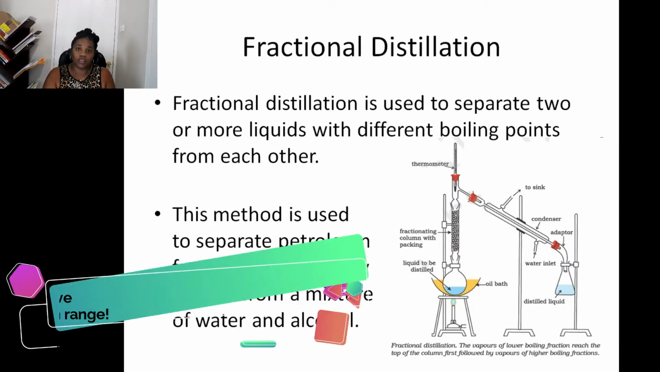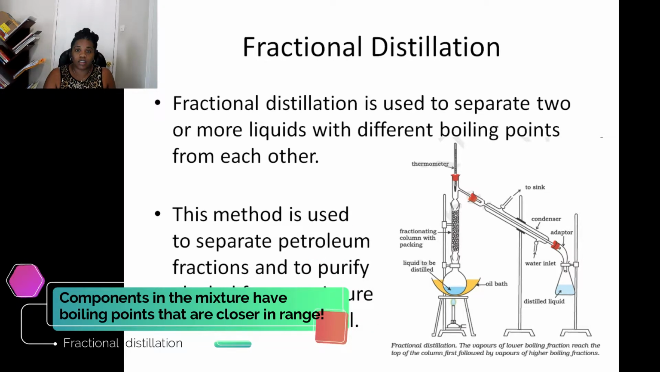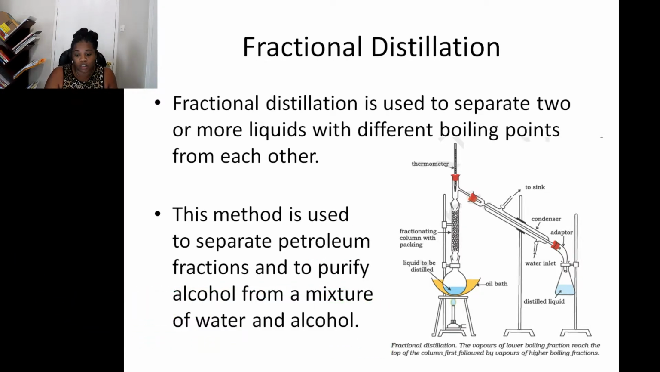Coming up to fractional distillation, in this case the components in the round bottom flask here, the components that make up the liquid solution, the mixture, would have closer boiling points, as we'll see. So fractional distillation is used to separate two or more liquids with different boiling points from each other, which are very close to each other. This method is used to separate petroleum fractions and to purify alcohol from a mixture of water and alcohol.